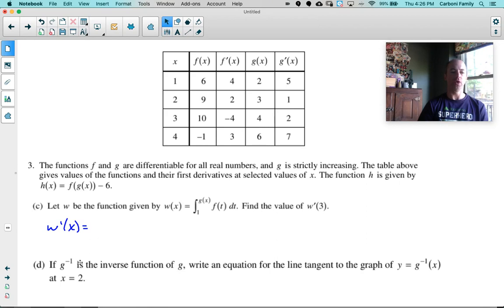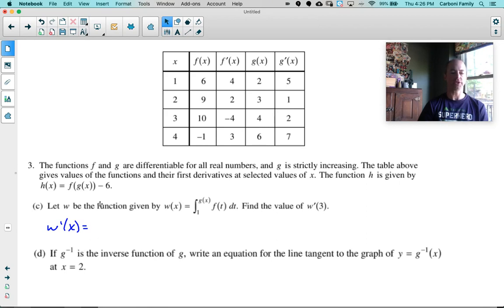This question was a calculator active question. However, the calculator is not going to be of any use whatsoever. Typically, if you have a calculator and you see W prime of 3, you'll use your derivative at a point command and you'll just throw it in the calculator. But that only works if you have an explicit function equation for your functions, and we don't have that. We don't know what the equations are for f, g, h, or w. We just have it in generic terms.